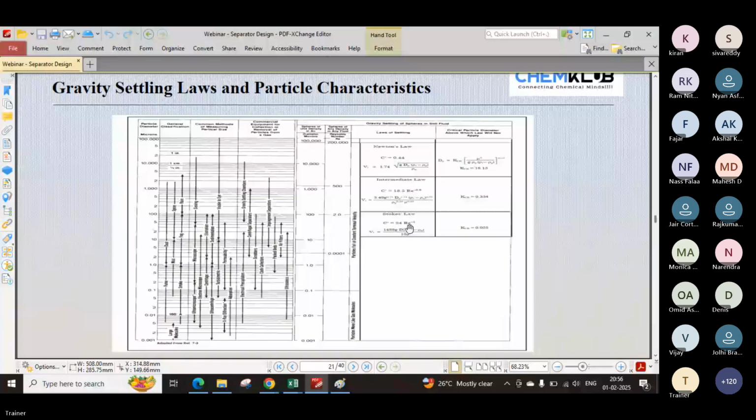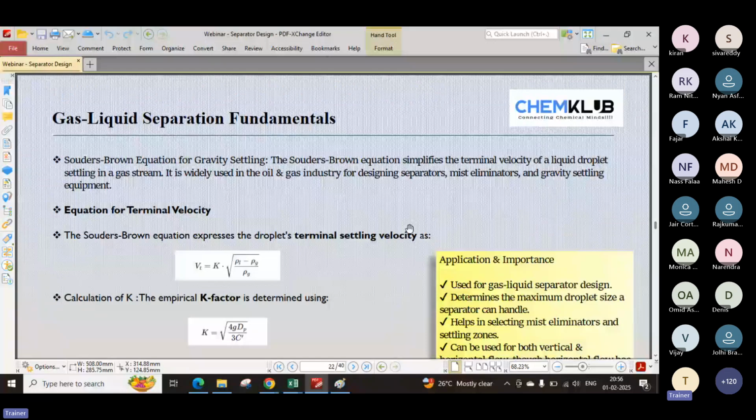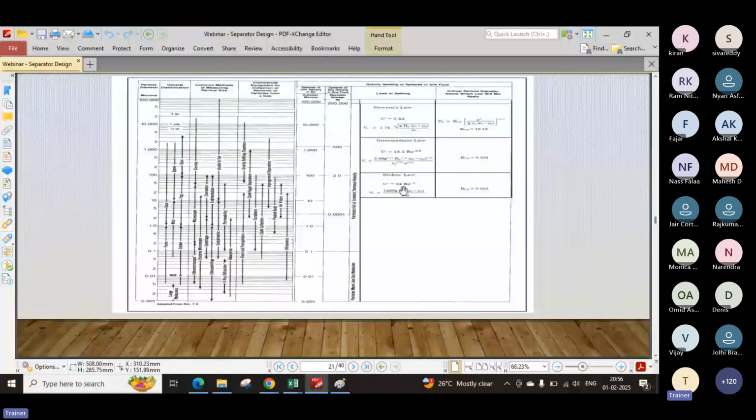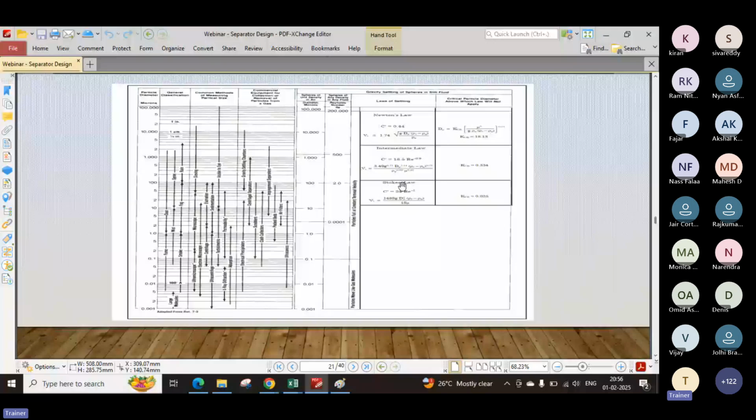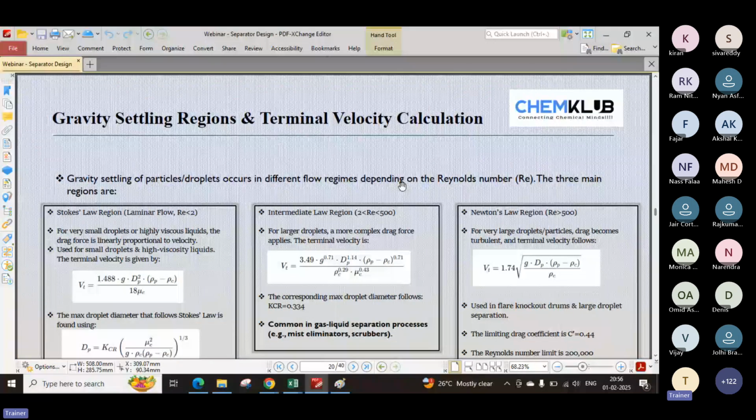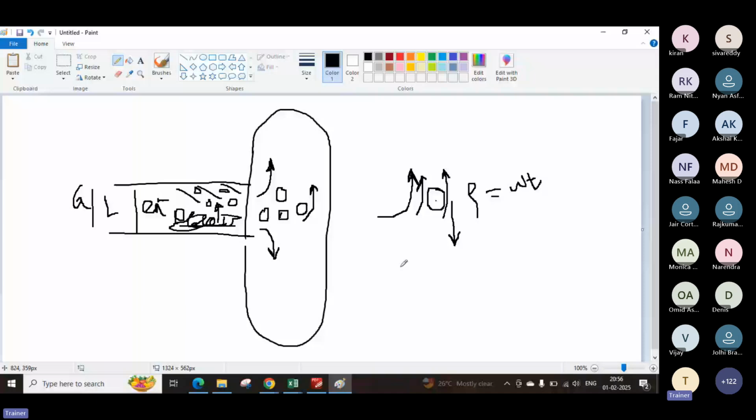Okay, this is the one method. Now I'll tell you what we do with the use of Vt. Suppose you calculate the terminal velocity for this one, then you know Q is equal to velocity into area. You have to estimate this diameter, and this height.